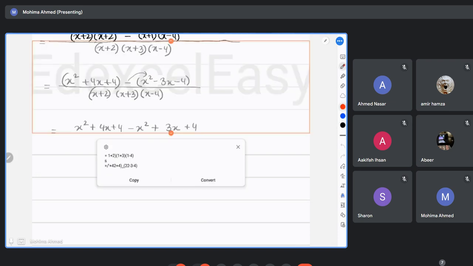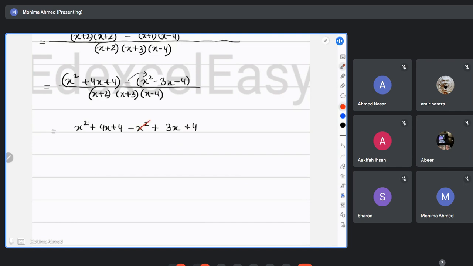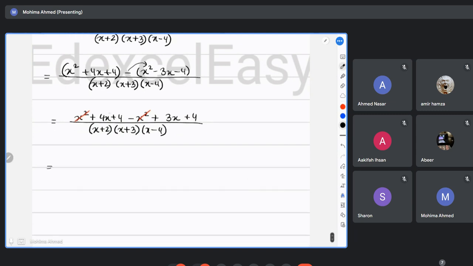Sorry, my tab is updated. Okay, minus x squared, when x squared gets cancelled out, in the denominator you still have the same x plus 2, x plus 3, and x minus 4. One thing you can change, 3 plus 4 is going to be 7x in the numerator, and 4 plus 4 is going to be 8. X plus 2, x plus 3, and x minus 4.